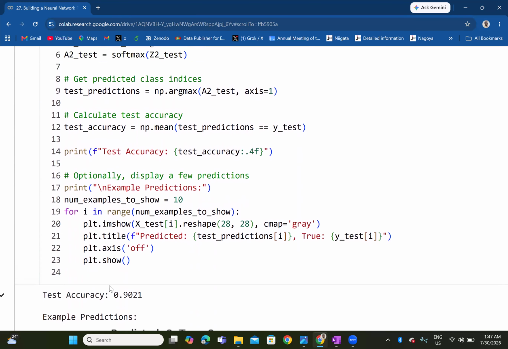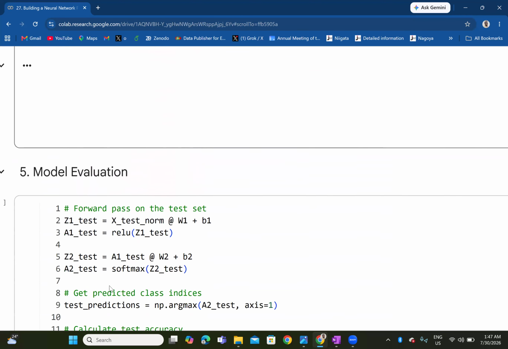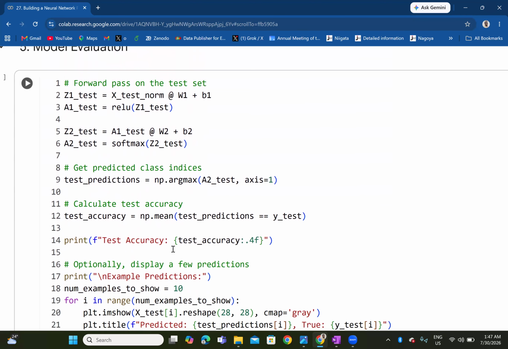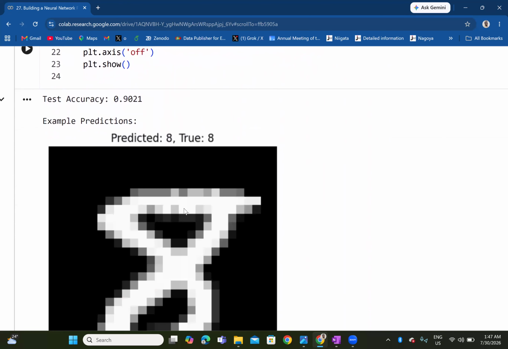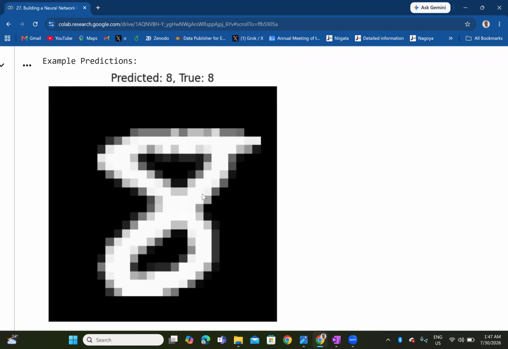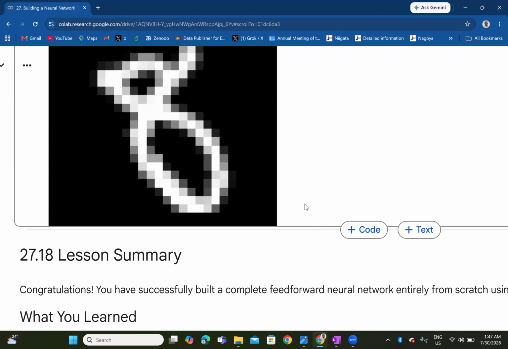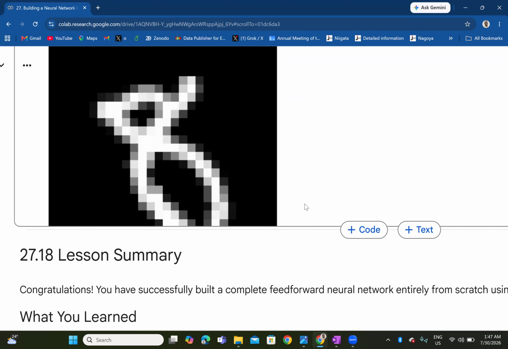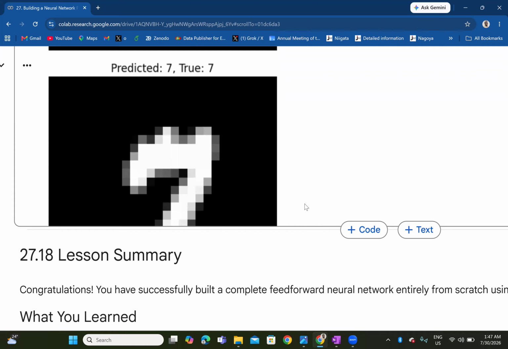Okay, from what we did previously, I'm still going to run all of this. For the model evaluation, it gives us a test accuracy of 0.9021. Now the example predictions: this one predicted 8 and it is actually 8. This one predicted 4 and it is actually 4. This one predicted 5, but it is 8, so that's an error. So we can have some errors. This one predicts 7 and it is 7, which is true.